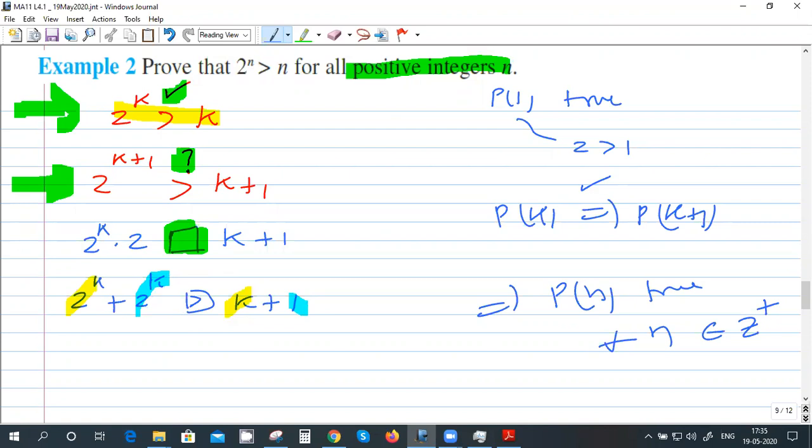Sir, it's still true. For what? If it's -1, the left hand side is 1 by 2, and the right hand side is -1, which means it's greater. No, right hand side is always +1. It's still greater, sir. Okay, fine. Let me get to that. I have to think about it.